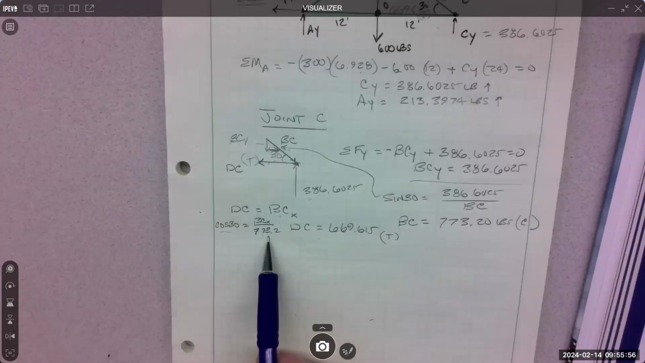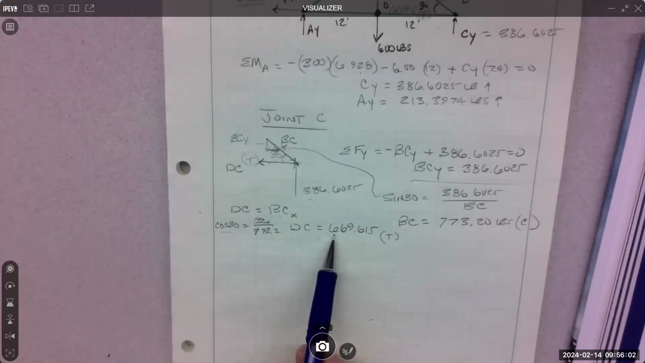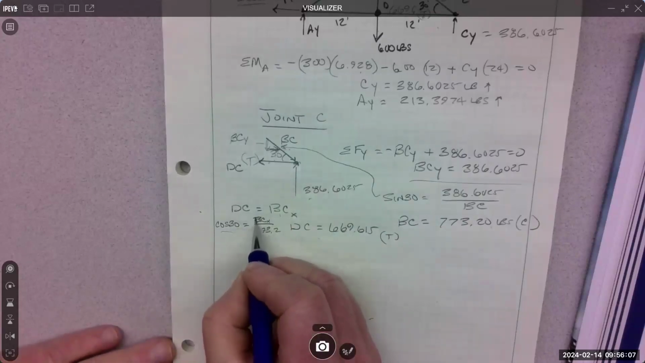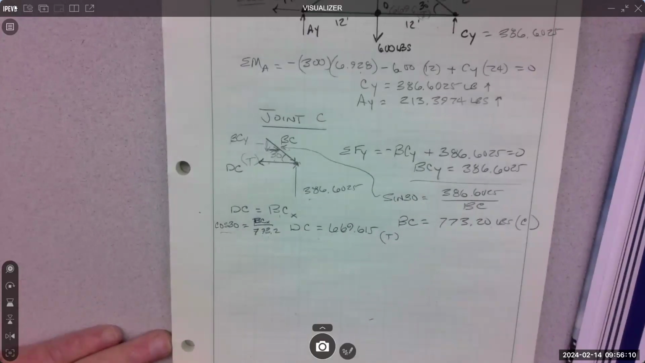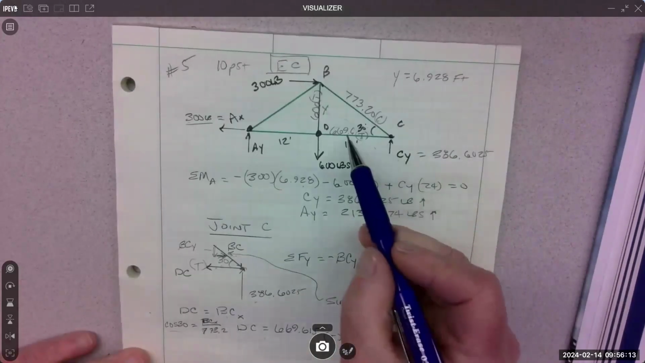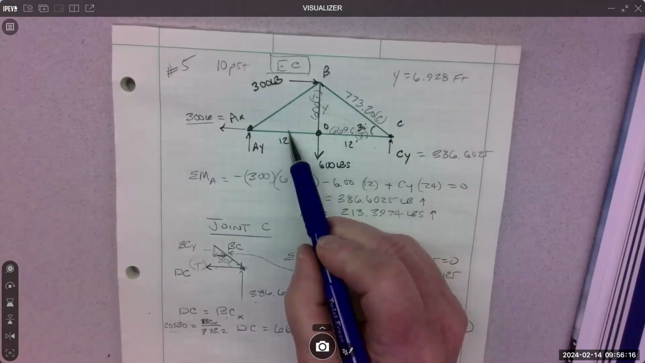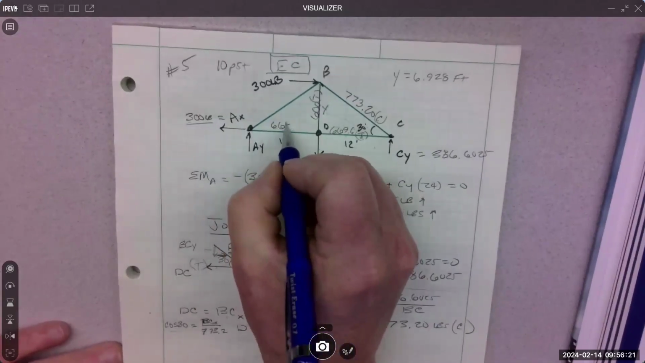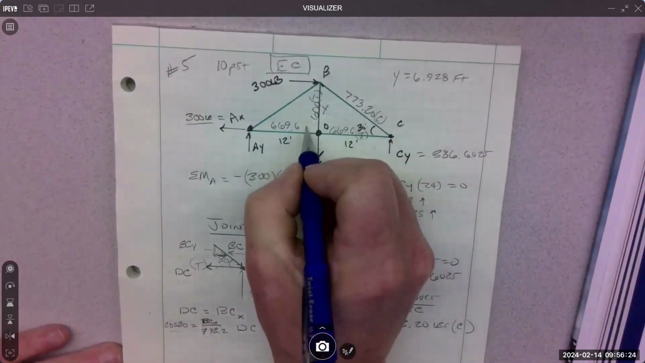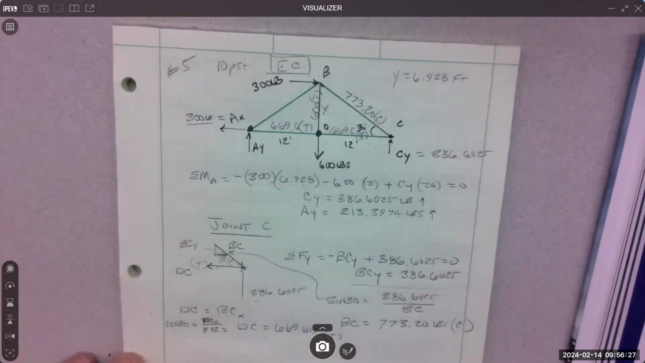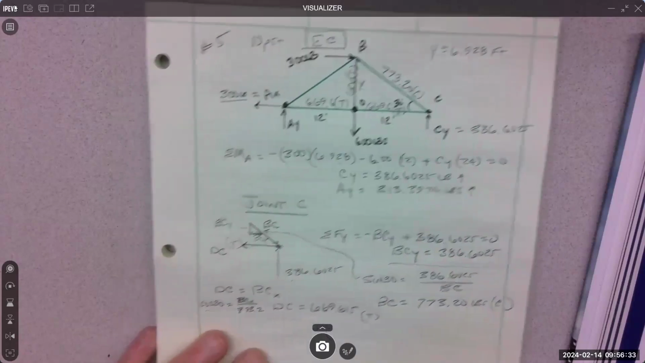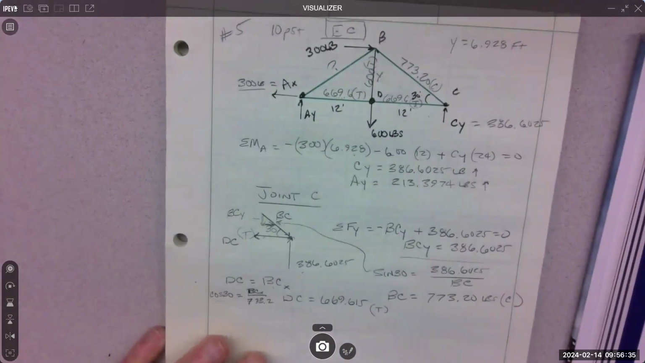Hang on, let me get this one answered. So that gave me BCX, which is equal to DC. So if I know this, I know this. And if this is in tension, this is in tension. 669.6 tension. So those T's, or crosses, are really handy. Because now the only thing I have left to find out is this, AB.